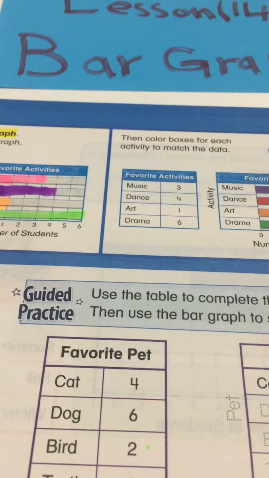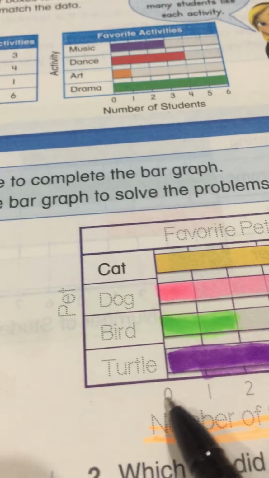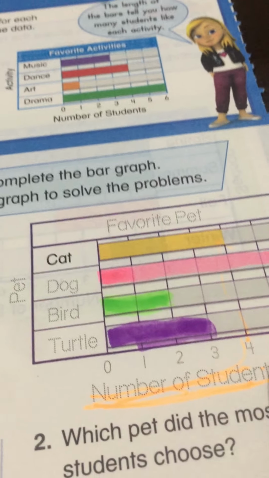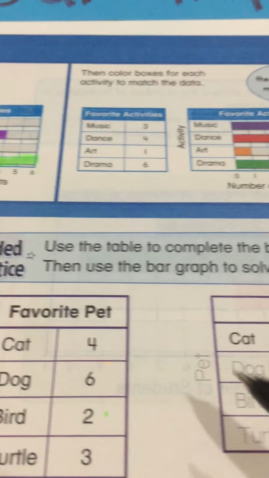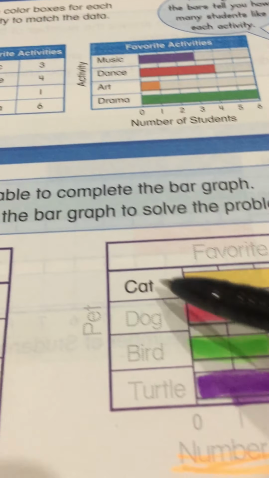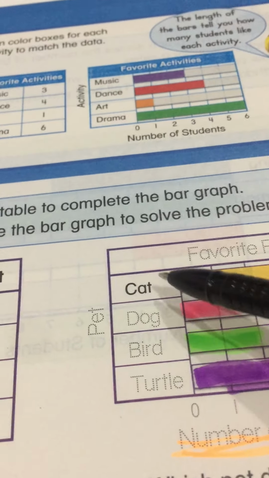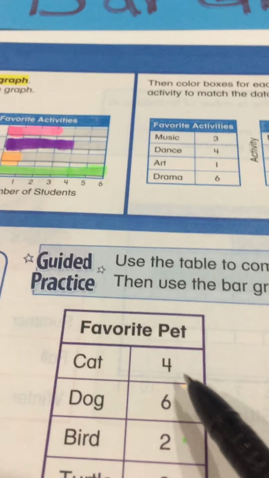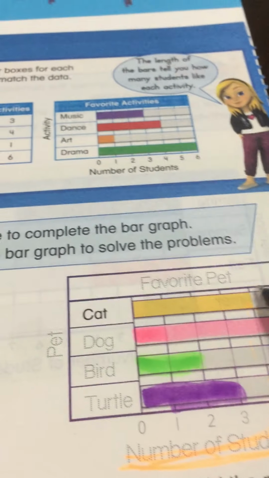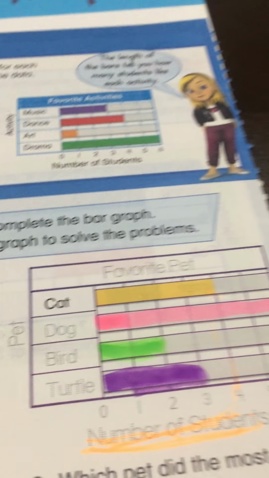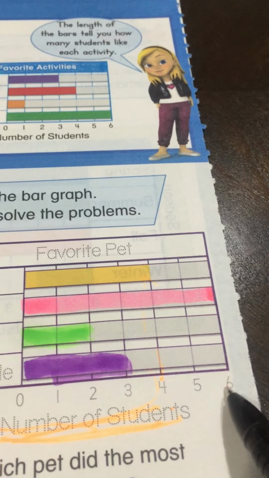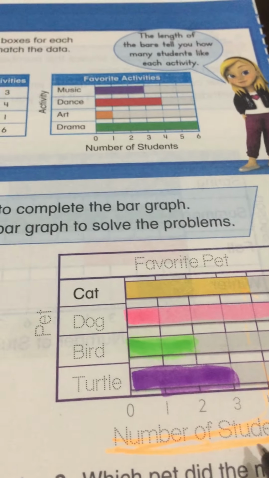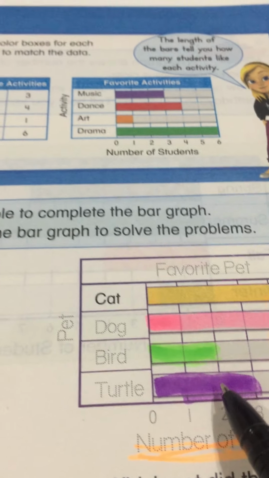So here again, boys and girls, this line is for the number of students, the number of students who love these pets. And here we have the categories: the pets, cats, dogs, birds, and turtle. So we found that 4 like cats, 6 like dogs, only 2 like birds, and 3 of them like the turtle.